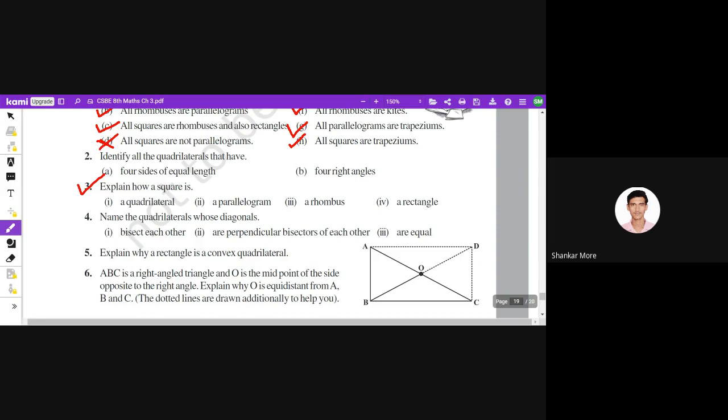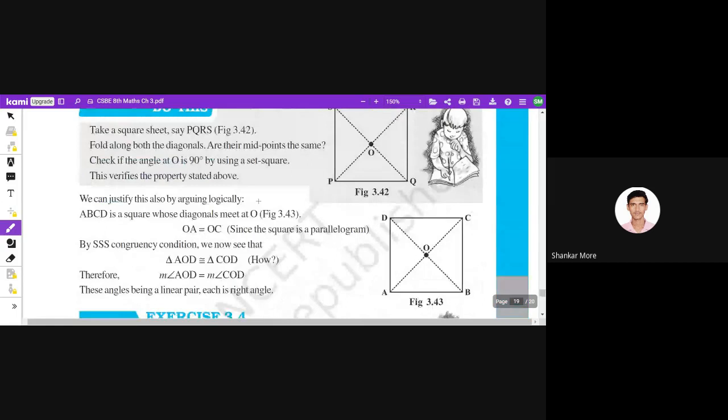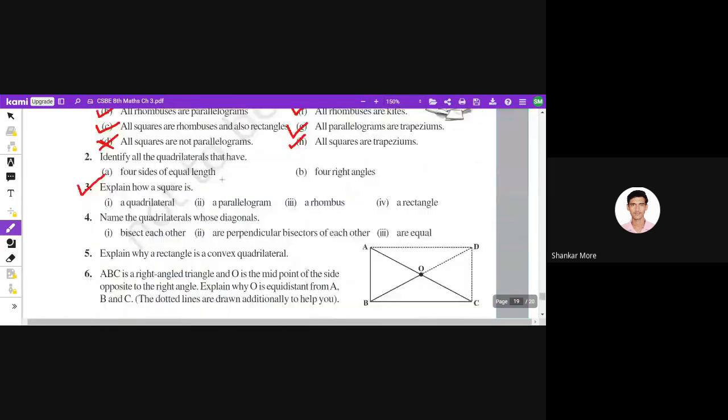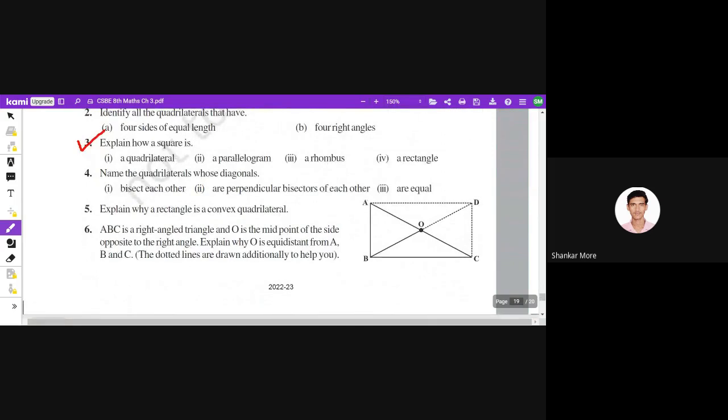Square's diagonals are also perpendicular bisectors of each other. Yes, square is also a rhombus, isn't it? If it is true for a rhombus, it should be true for a square also. Isn't it? Don't you think so? Yes or no? Any doubt? Yeah. Okay, so when you put yes, then I understand that you have understood this. Otherwise, I think you are in a confusion.